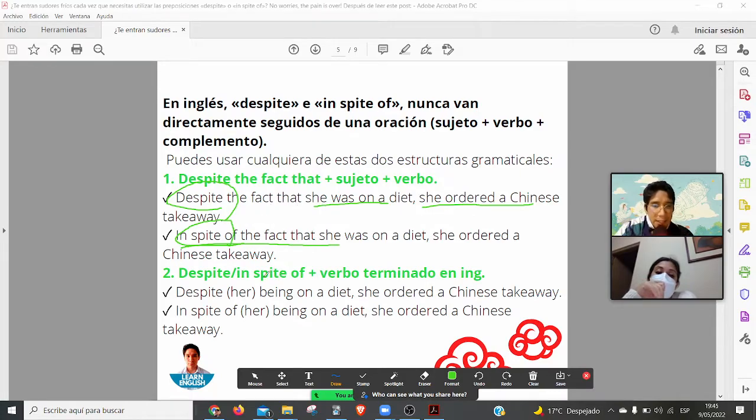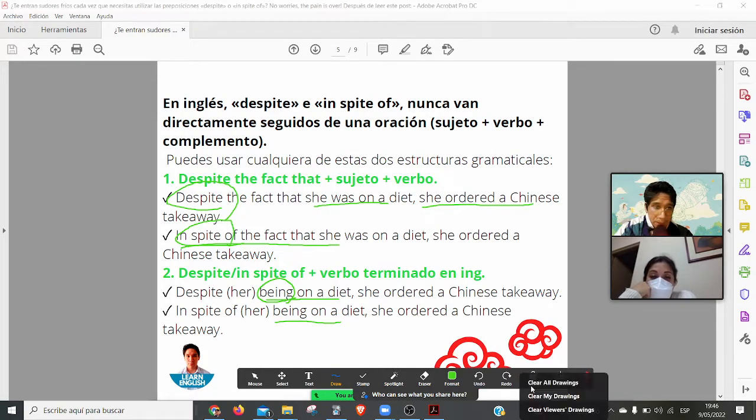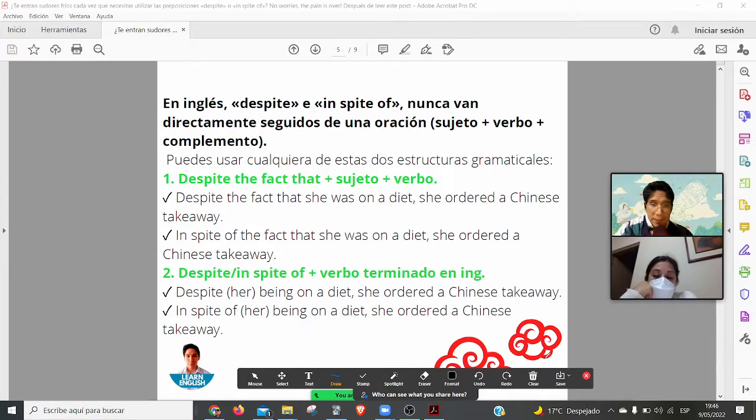Ok, ahora, con ing. Mira aquí. Despite being on a diet, ¿quién estaba a dieta? Ella. Por lo tanto, ¿puedo poner el ing o no? Porque se trata de quién. De la misma persona o subject. Aquí también, in spite of being on a diet, she ordered a Chinese takeaway. ¿Hasta aquí se entiende? Sí. Ahorita vamos a practicar más, don't worry.